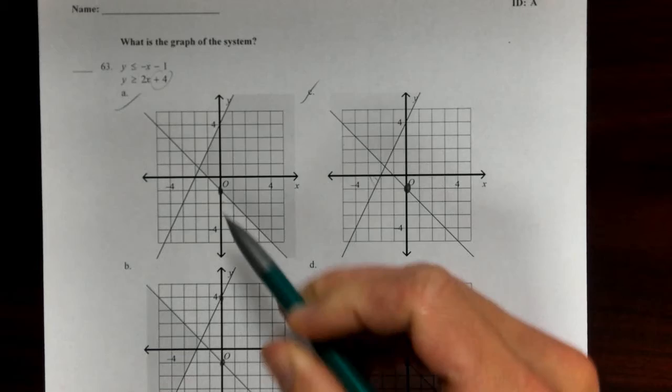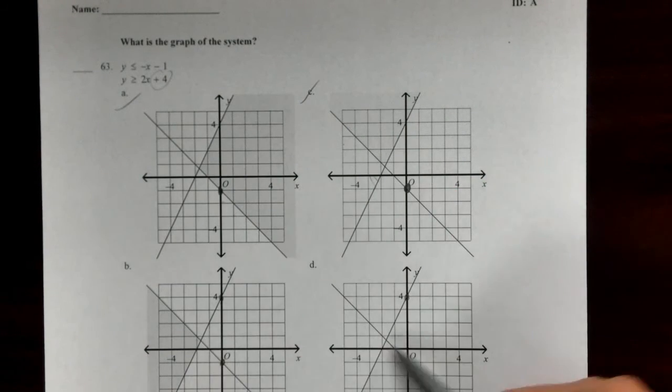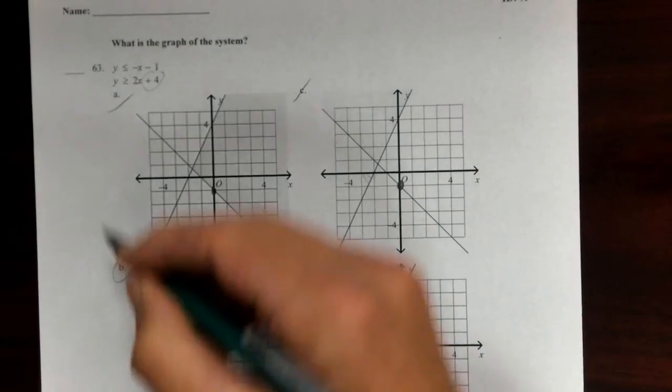We know that it is greater than, so we should be shading above this line. Okay, well we did not shade above this line because here's my solution set. So D is incorrect, B is the right answer.